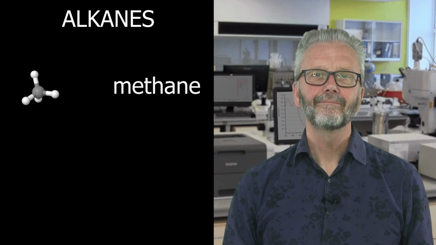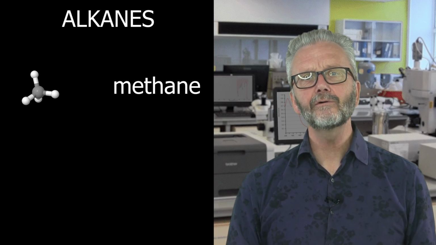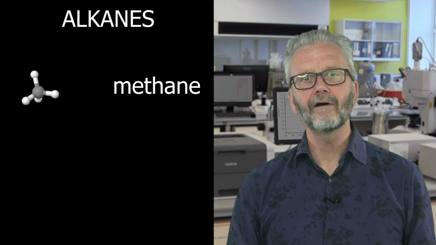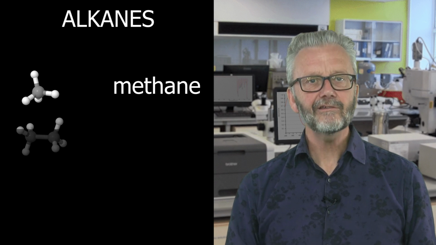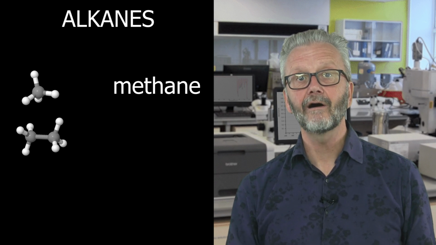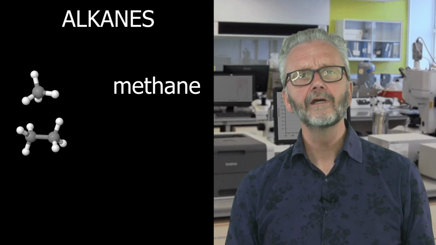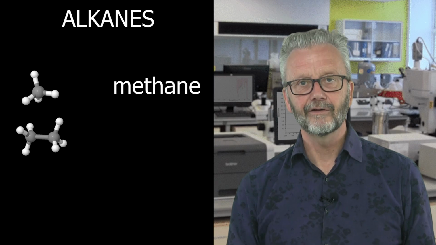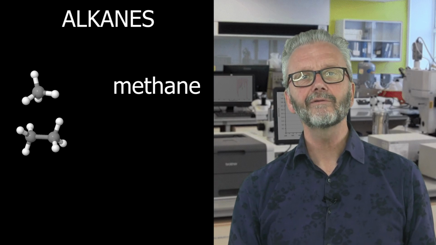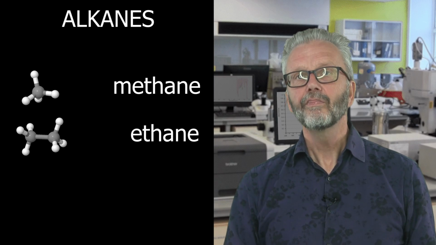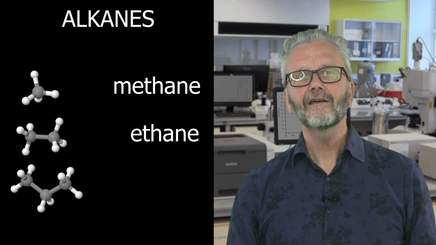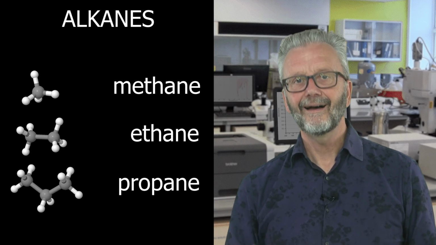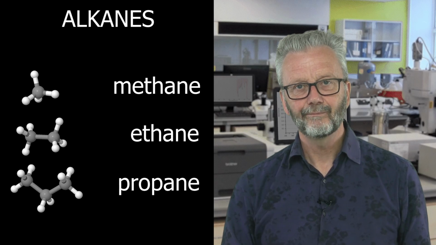Here's the simplest alkane, methane. It consists of a single carbon atom bonded to 4 hydrogen atoms. The next simplest consists of 2 carbon atoms joined by a single bond, with the remaining available bonds around each carbon having a hydrogen atom. This is called ethane. The third is called propane and consists of 3 carbon atoms and 8 hydrogen atoms.